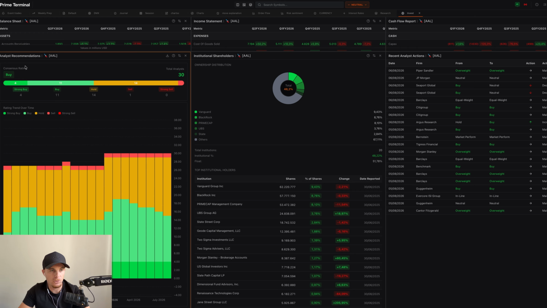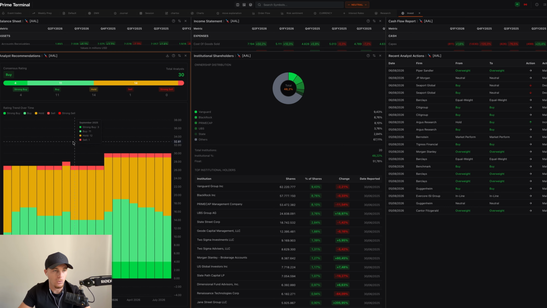So for example, the consensus rating now is, let's say, quite neutral. Why? You have 4 analysts for a strong buy, 11 for a buy, 14 for a hold, 1 for a sell, and 0 for a strong sell. So this is like neutral, slightly bullish.